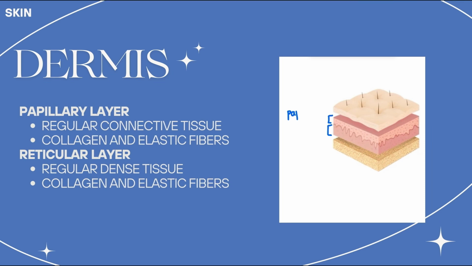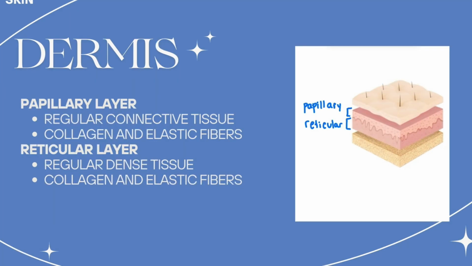Layers of the dermis are the papillary layer and the reticular layer. The papillary layer is made up of regular connective tissue along with collagen and elastic fibers. The reticular layer is made up of irregular dense connective tissue and also contains elastic and collagen fibers.